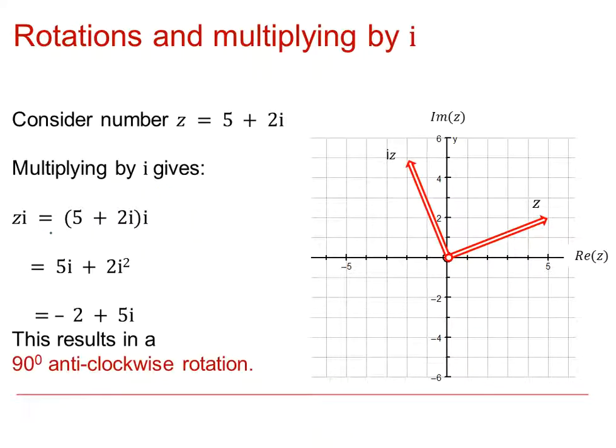And if we look on the Argand diagram, z times i is indeed a 90-degree anti-clockwise rotation of z about the origin.